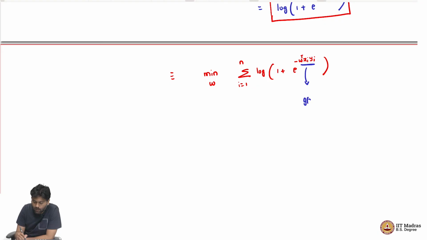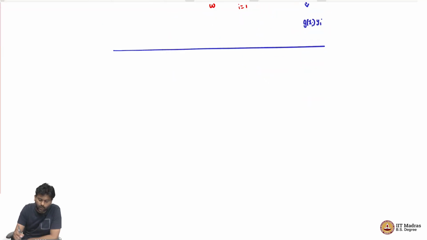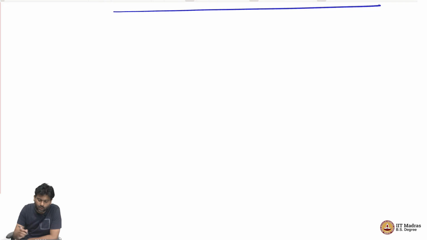Now, this is just our g of x into y, which means that we can now put this in the picture that we already have. Earlier it was not possible, but because we have written it this way, we can put it in our picture of loss for a single data point. Let us do that and see what comes out.